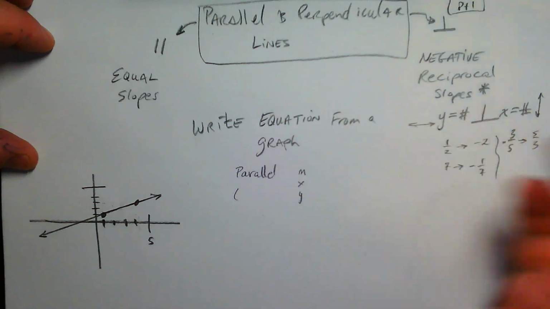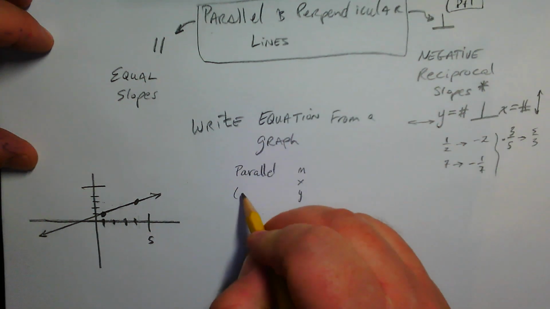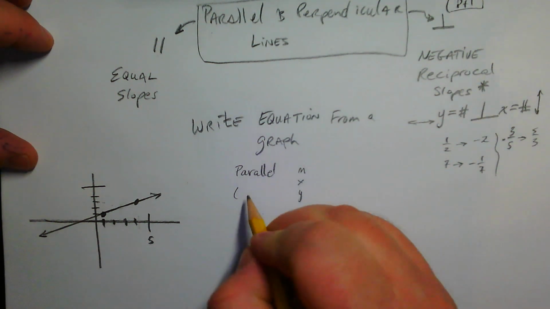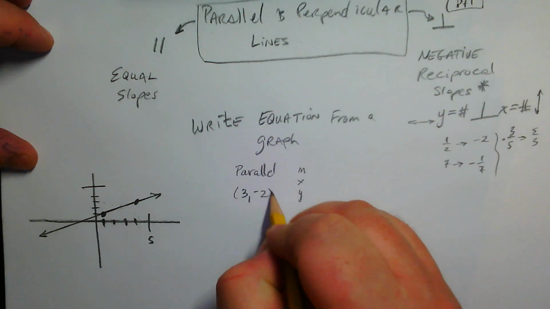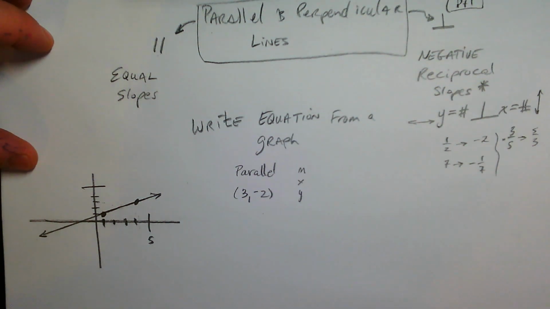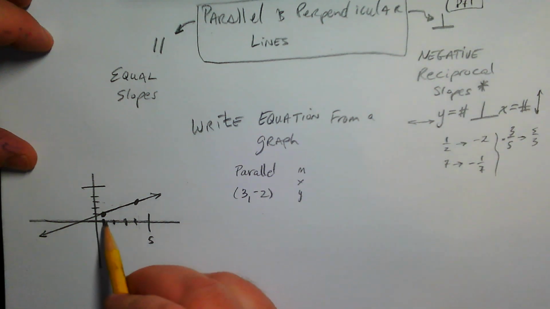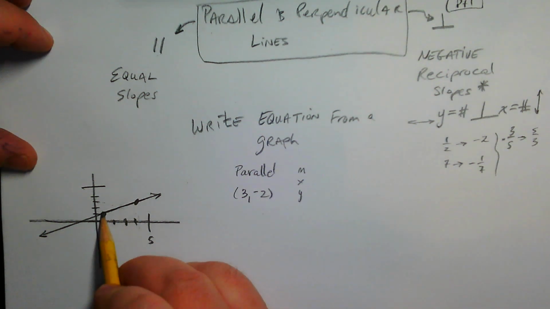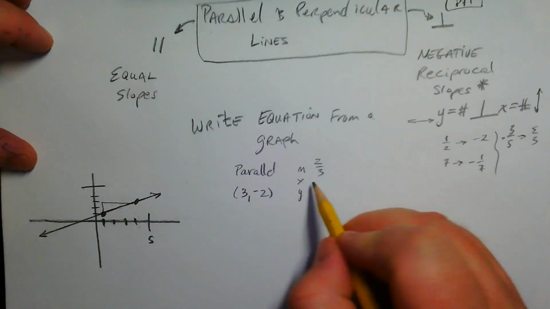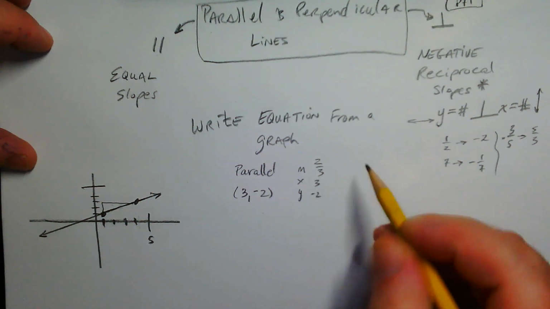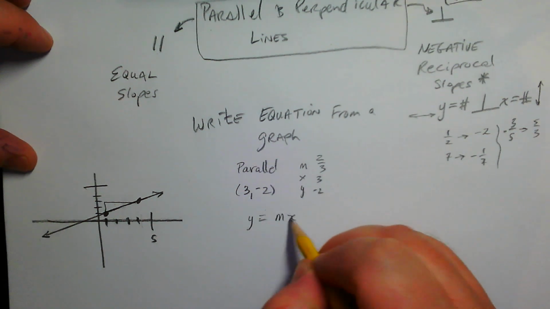So for example, what if we had to write the equation of a line that's parallel to this and passes through, let's say, (3, -2)? We know that we have to find the slope of this. You can count it. That looks like it's +2/3. So 2/3 is our slope. Our x is 3 and our y is -2. We use those to plug into y equals mx plus b.